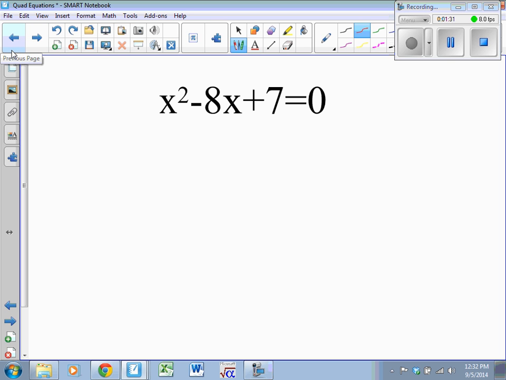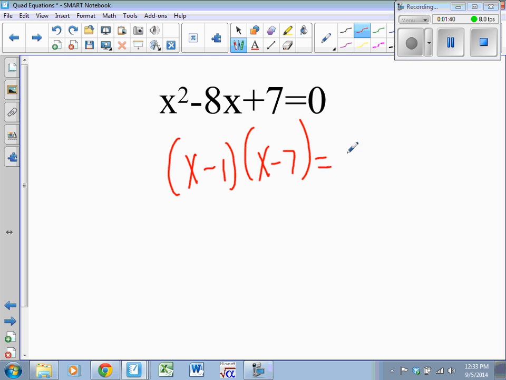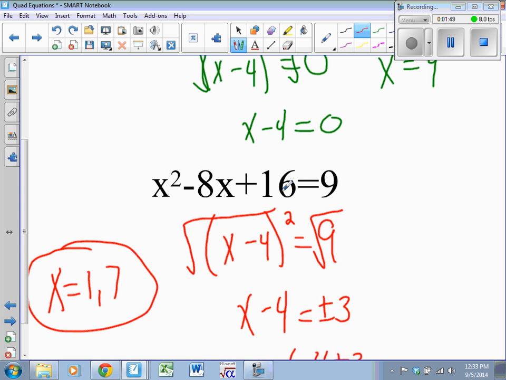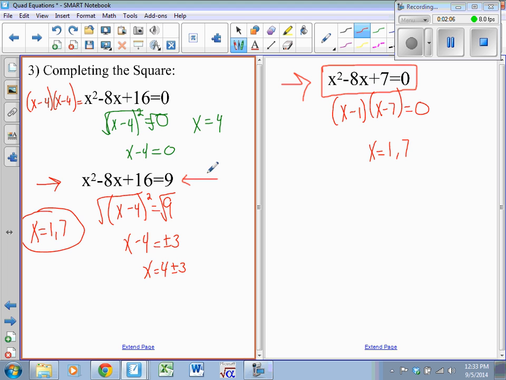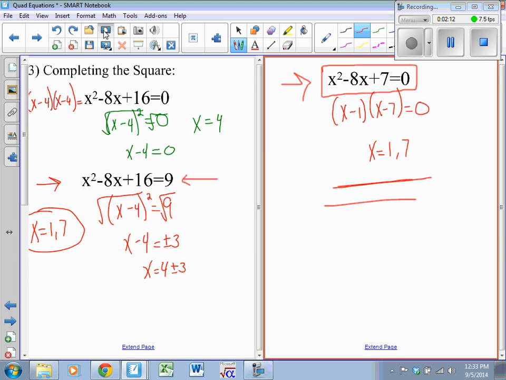So we look at this. Now this factors into x minus 1, x minus 7. And so I get 1 and 7. But if you go back, you could see how if I subtracted the 9, I could make this look like this. They have the same answers. So what we want to do is take something that looks like this and convert it into something like this to be able to extract the square root. In this case, it's not necessary. It factors. But what happens if we have one that doesn't factor?